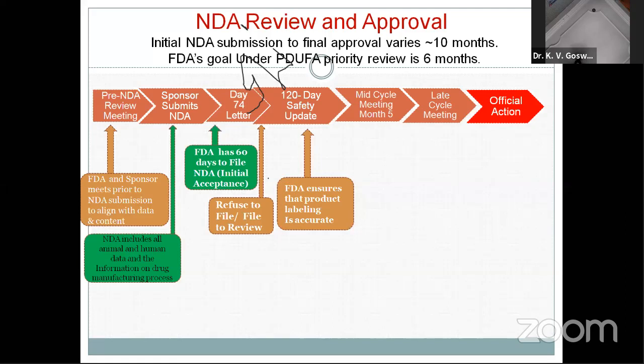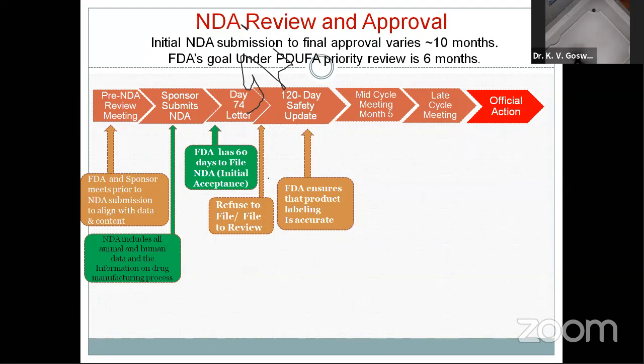And once the sponsor and the FDA align on the NDA content, the sponsor submits the NDA. So the NDA basically includes animal and human data, and information on the drug manufacturing process and testing, release, and all the data. It also includes information on the facilities used, the CMOs we use, and how they are qualified, what kind of quality management program you have with the sponsor, and whether audits are done. So all this information goes into the NDA.